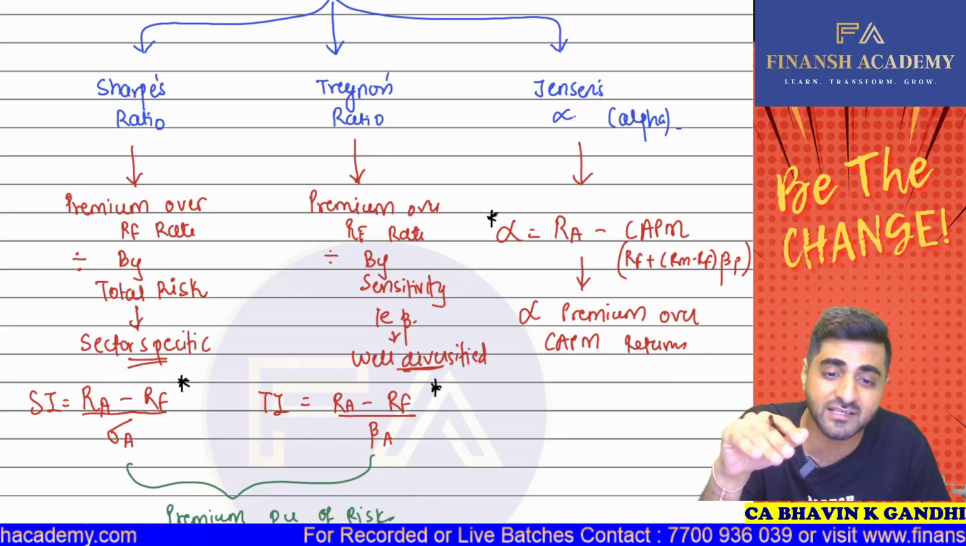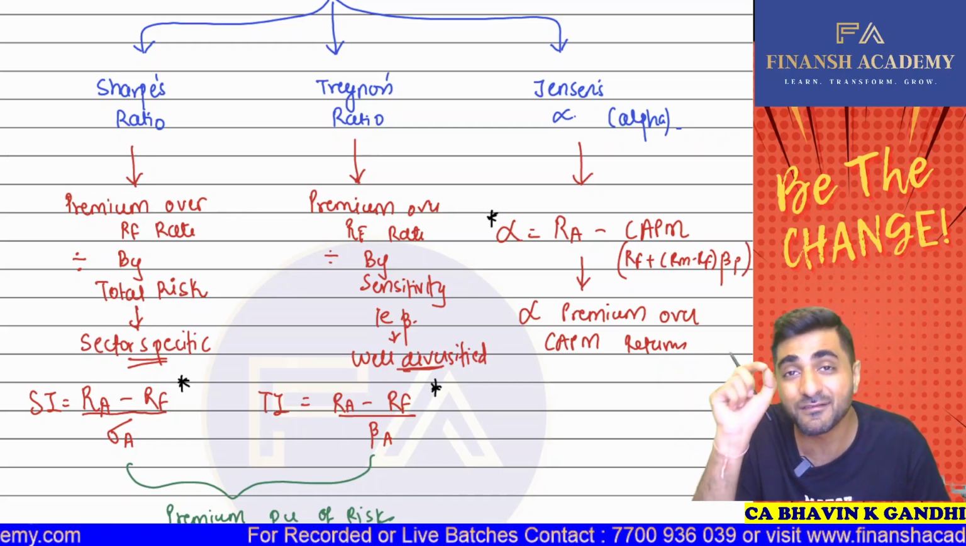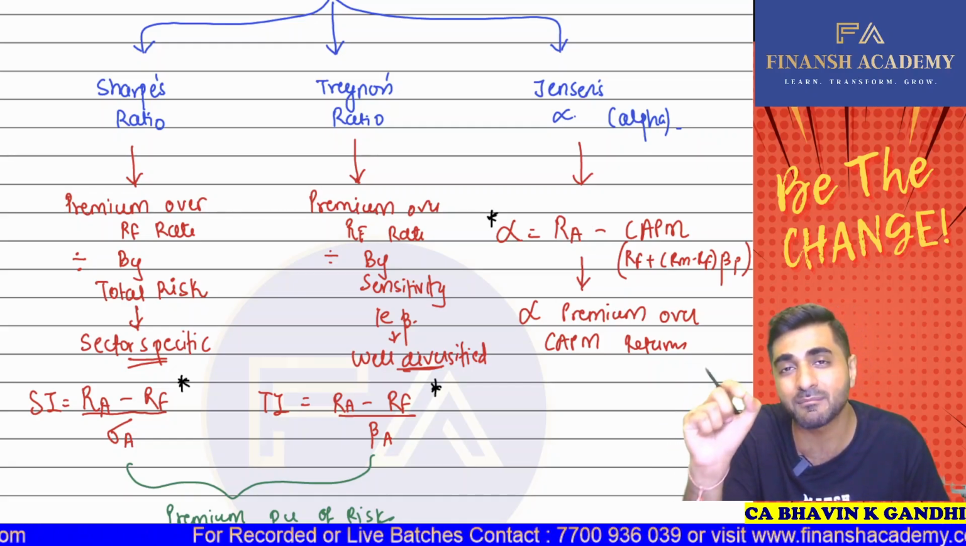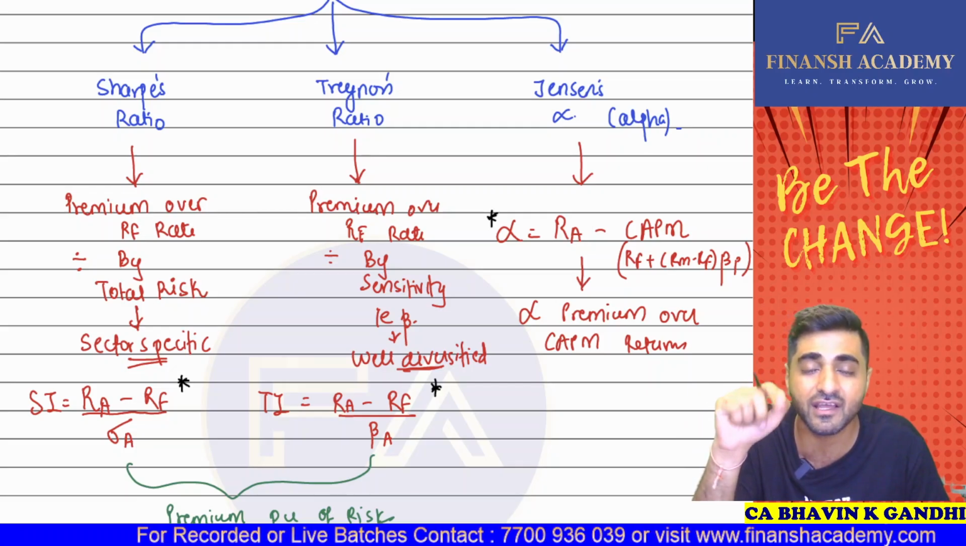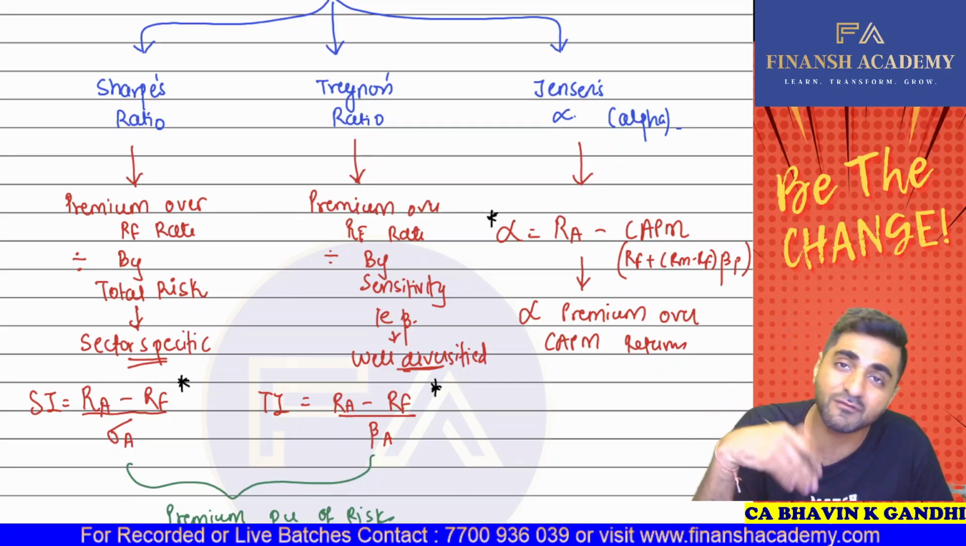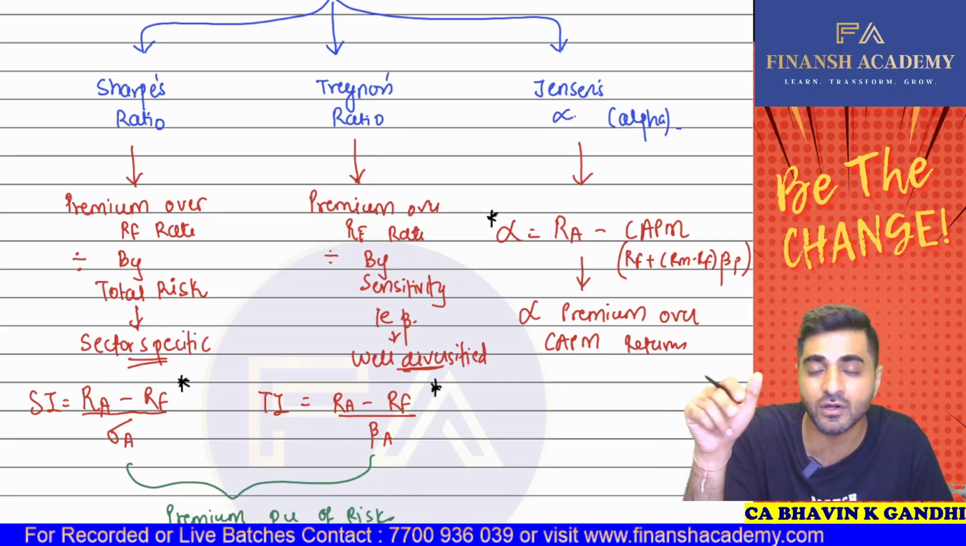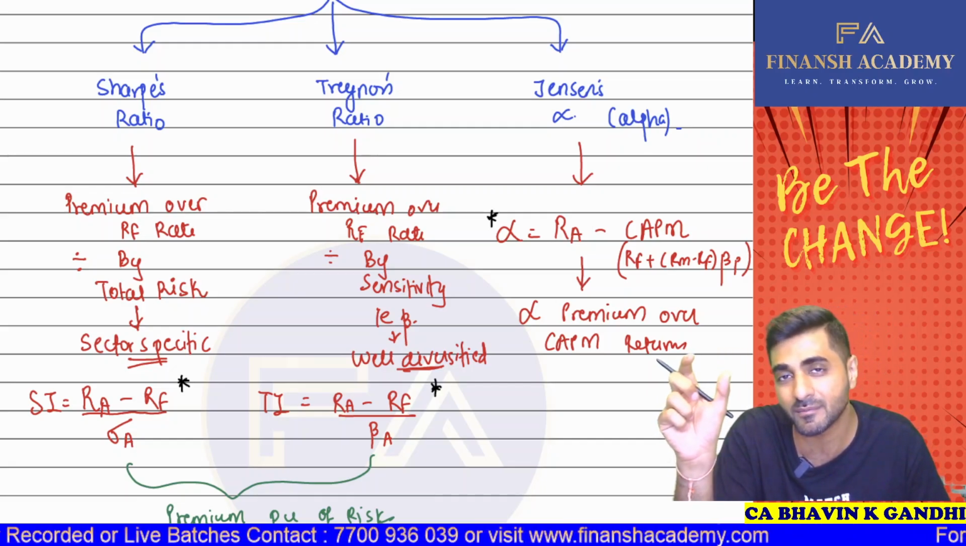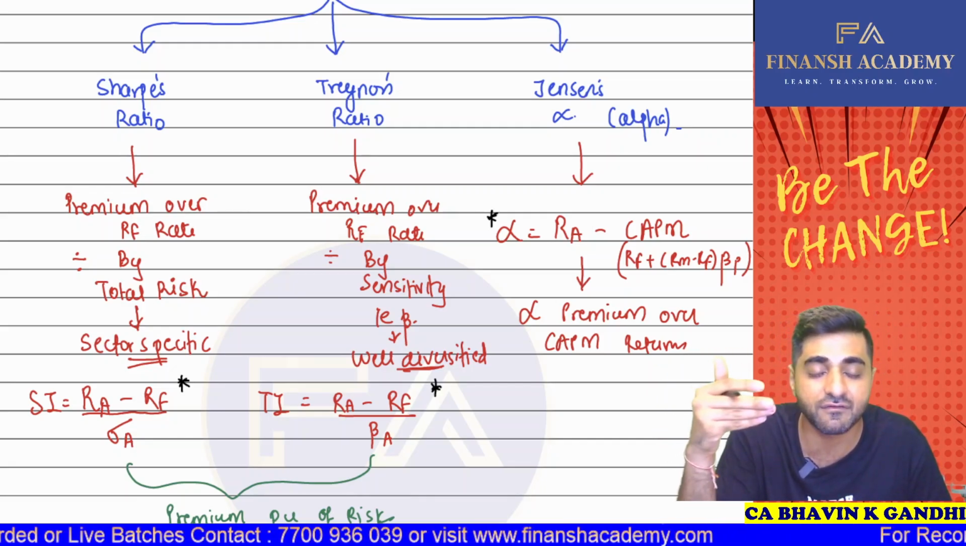Treynor's ratio has the same concept, premium over the risk-free rate. But we are dividing that with what? We are dividing that by the systematic risk, which we measure with the help of beta. And for Jensen's alpha, alpha is equal to RA minus your CAPM. So that gives you your Jensen's alpha.